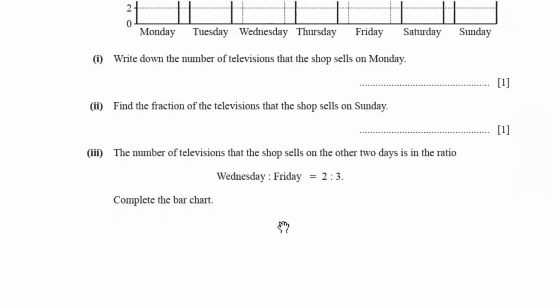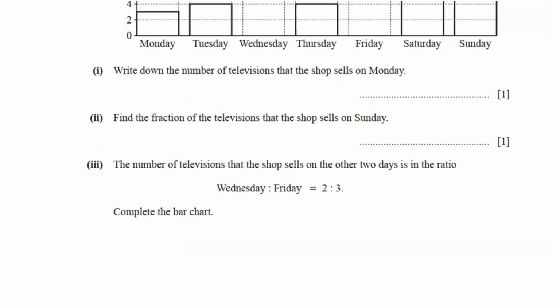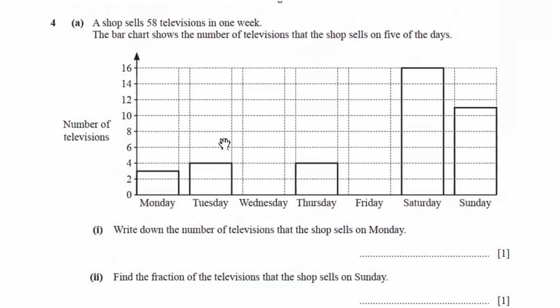Then the number of televisions that the shop sells on the other 2 days is in the ratio of Wednesday to Friday, which is 2:3. Complete the bar chart. So first we need to find out what is the total number of televisions that were sold on Friday and Wednesday. How can we find that out? We can find that using the values from the bar chart.